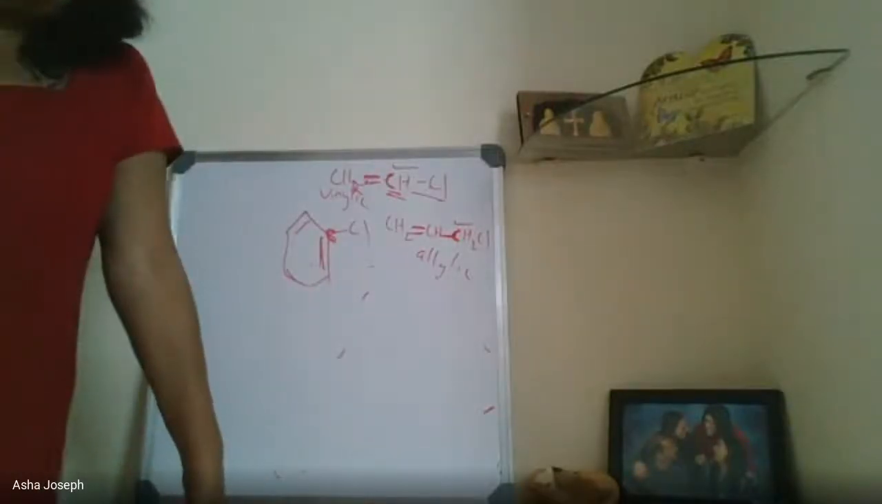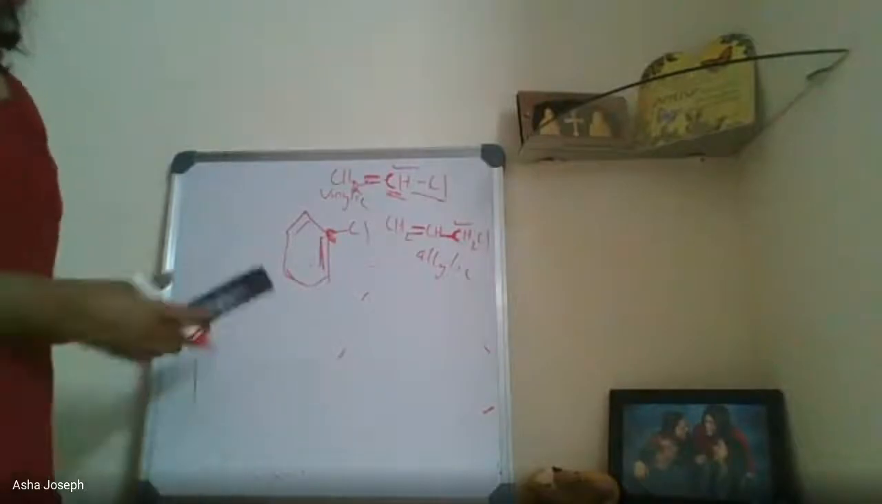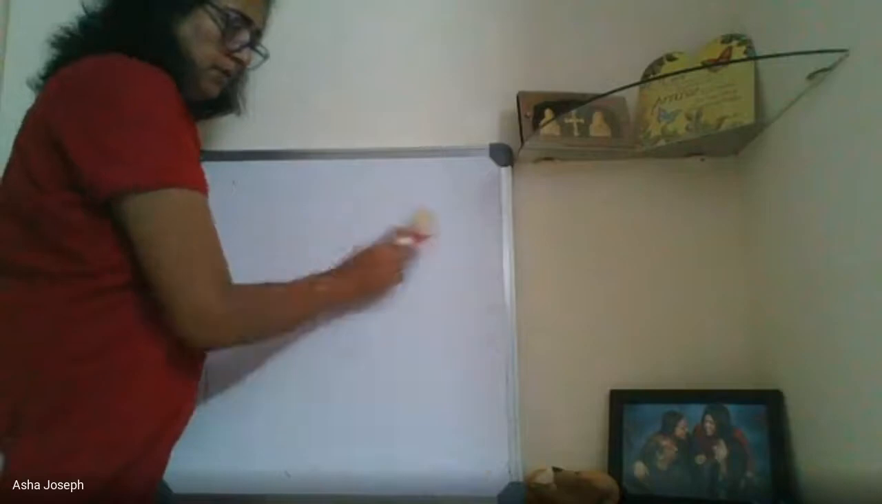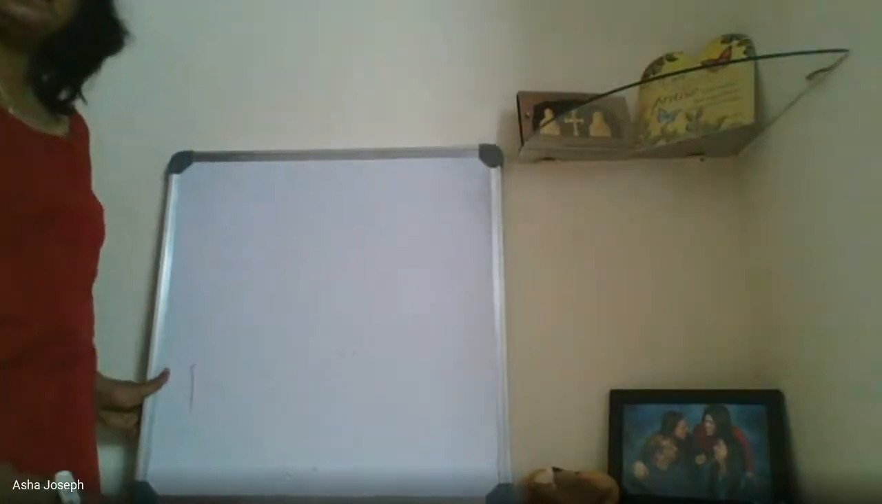Got it, ma'am. Clear, children? Yes, ma'am. Others? Yes, ma'am. So they can give you any compound and ask you. Okay? And so how do you find whether it is allylic or vinylic? You will see the carbon connected to halogen. If that carbon is connected to a double bond, it is vinylic. If the double bond is on the adjacent carbon, it is allylic. Clear?